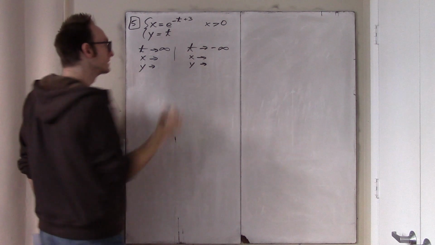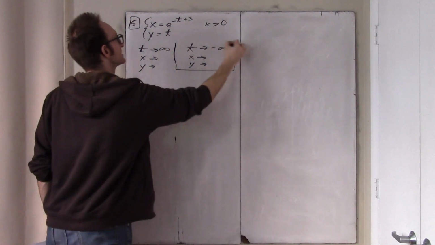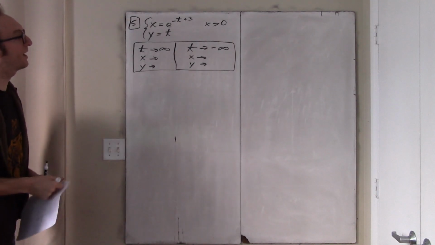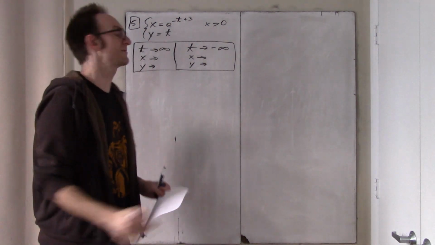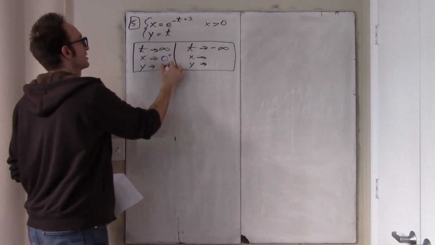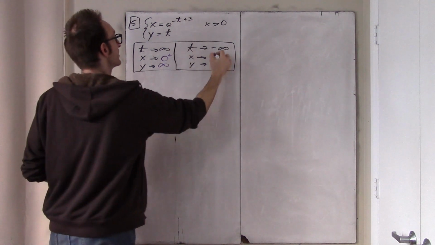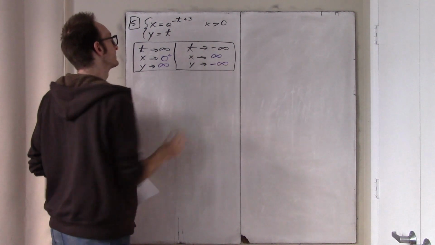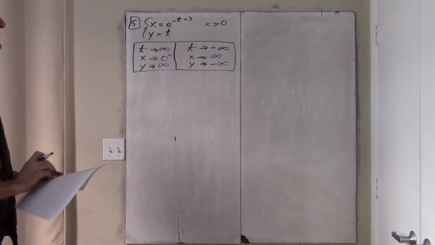Let's just complete this little chart. As t goes to infinity, that's pretty much e to the negative infinity, which is going to be a tiny positive, and y will just go to infinity. And if t goes to negative infinity, e to the negative t is going to be huge, and y is going to negative infinity. So, all right, hopefully eliminating the parameter will help me.